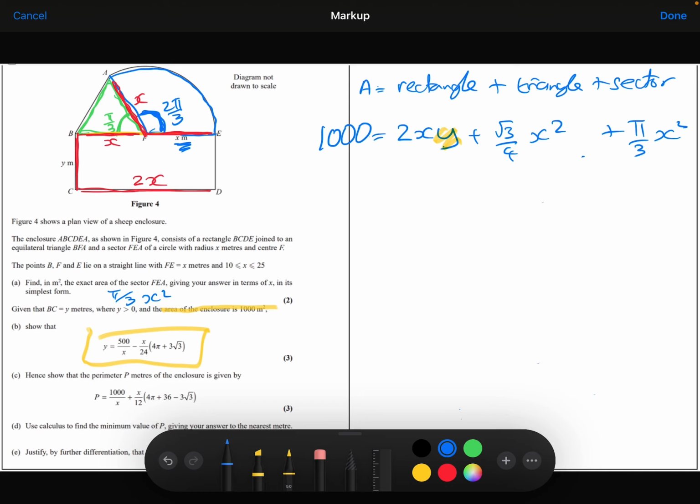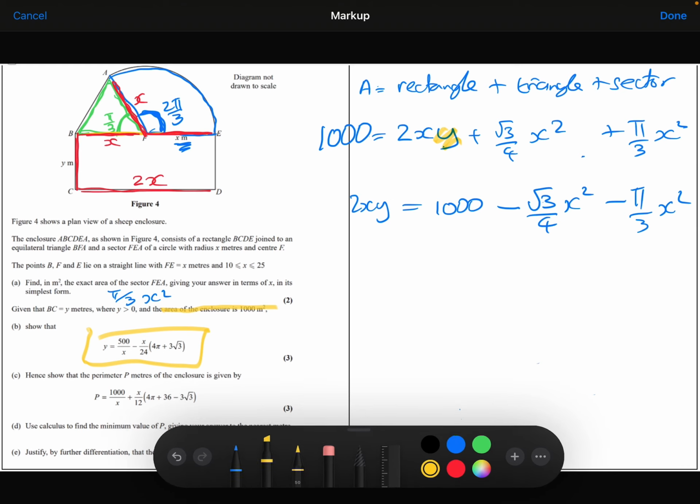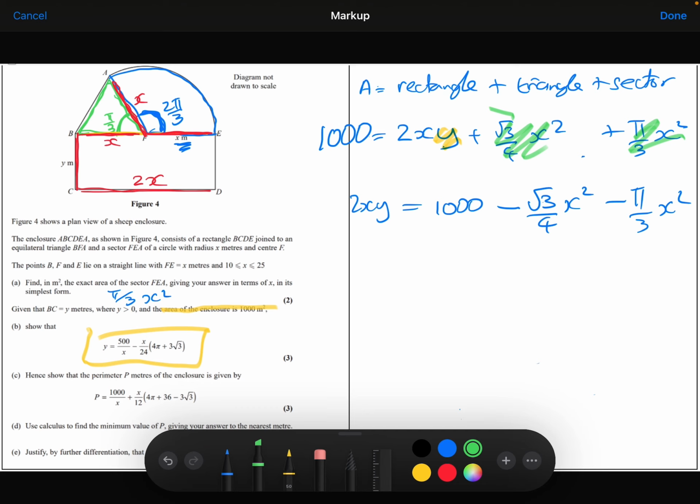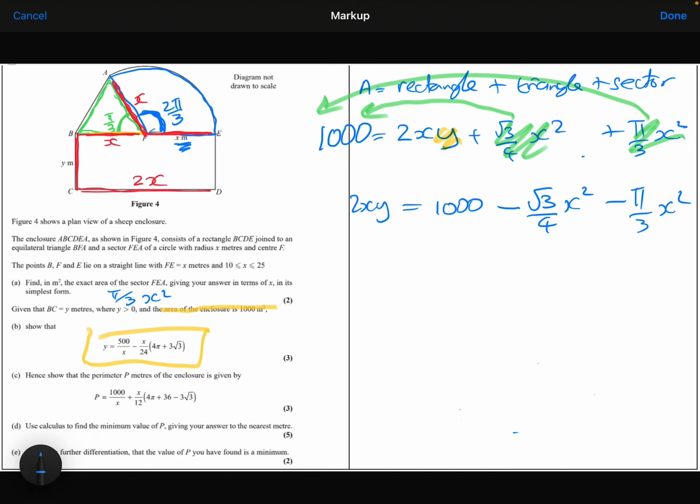So first thing I'm going to do is keep the y on one side and put anything that doesn't have a y on the other side. So I'm going to rewrite this as 2xy equals 1000 minus root 3 over 4 x squared minus pi over 3 x squared. So all I've done there is I've taken both of these terms to the other side because they don't have a y in them. Next, let's divide everything through by 2.